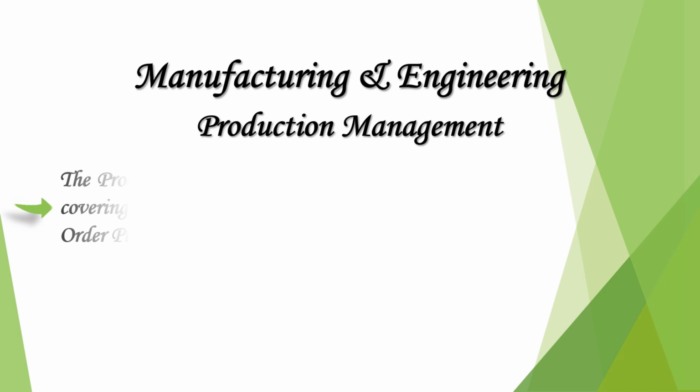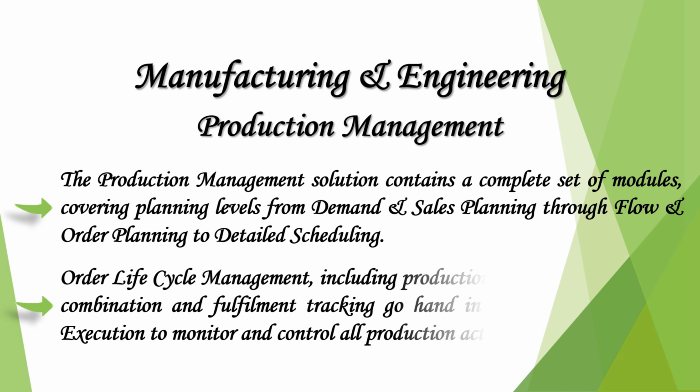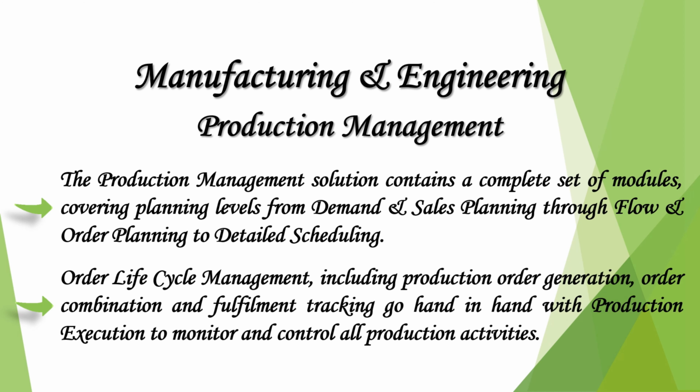Production management. The production management solution contains a complete set of modules, covering planning levels from demand and sales planning through flow and order planning to detailed scheduling. Order life cycle management, including production order generation, order combination and fulfillment tracking, go hand in hand with production execution to monitor and control all production activities.